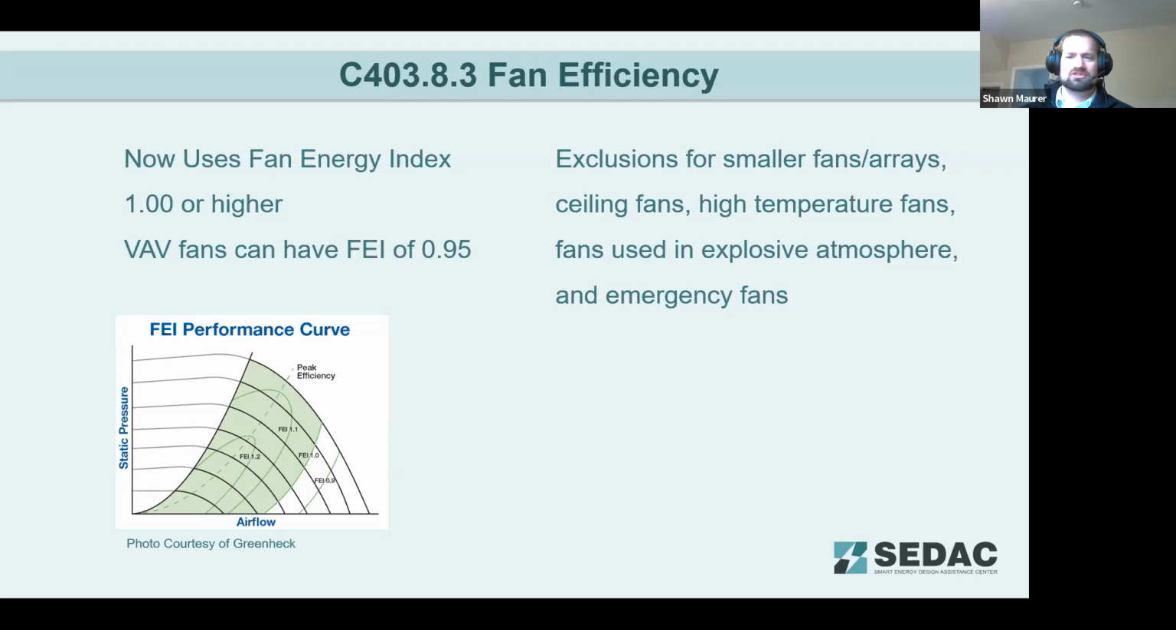Otherwise, all the same exclusions for fan efficiency requirements are still included. Smaller fans and arrays of fans don't need to meet this efficiency requirement. Neither do fans supplying higher temperature airflows, fans used in an explosive atmosphere or environment, and emergency use fans that are only on very, very intermittently for testing and emergency situations. Since they're not in use very often, the efficiency of those systems doesn't need to be particularly high.